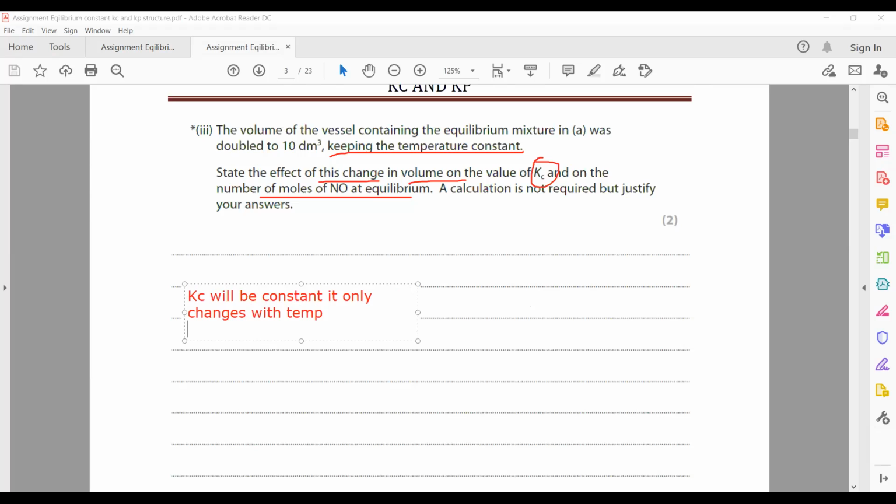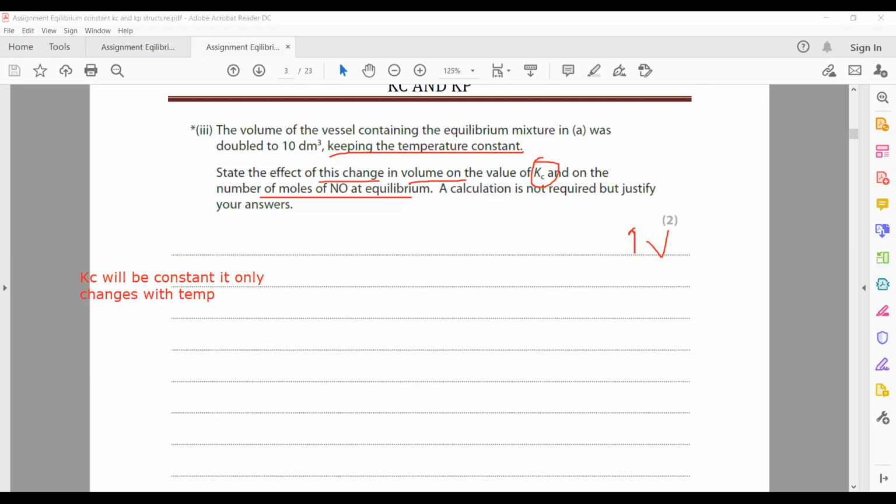But what about the volume part? Because we change the volume. If we increase the volume, what does it mean? We decrease the pressure. And if we decrease the pressure, the equilibrium will shift towards the side where the number of moles is more. Which side has the greater number of moles? The product side. So more NO and Cl2 form because the pressure is reduced. The reaction goes to the side where the number of moles of gas is more.